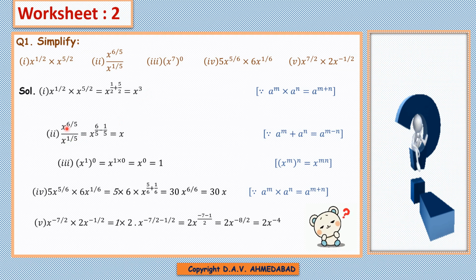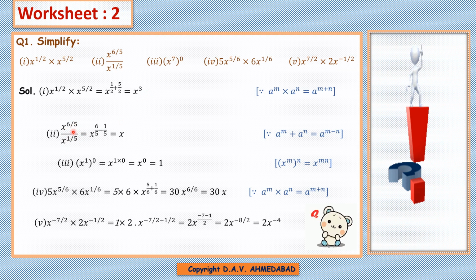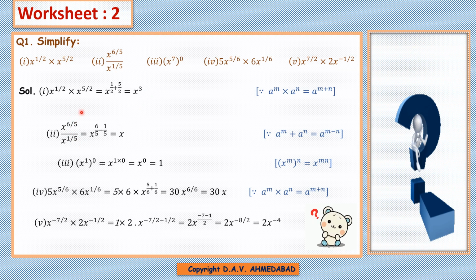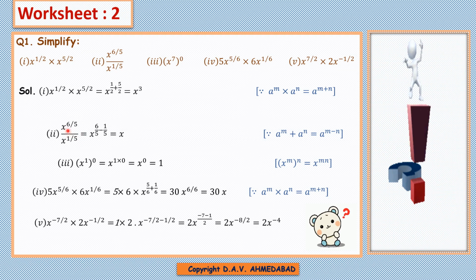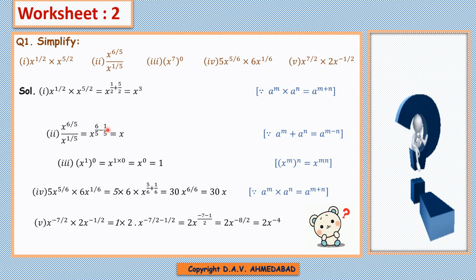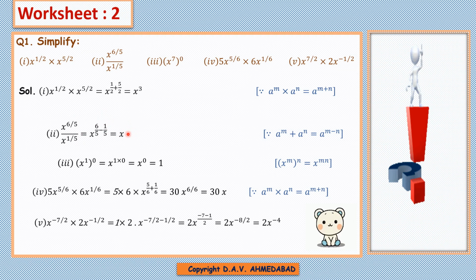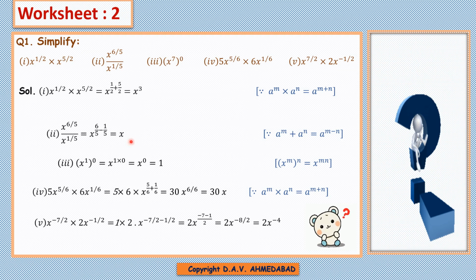Next question, the bases are same and numbers are in division. So what will you do? We will subtract the powers. So 6 by 5 minus 1 by 5 is 5 by 5 and 5 by 5 means 1. So x raised to the power 1 means x. Yes?